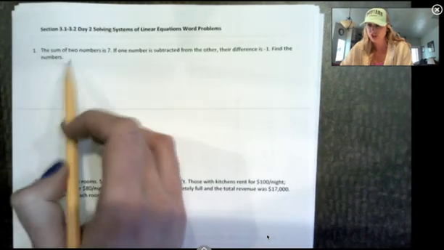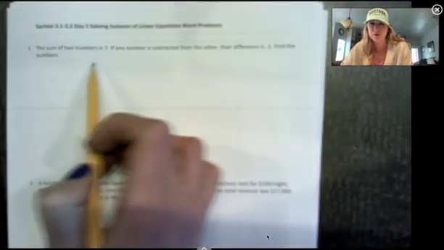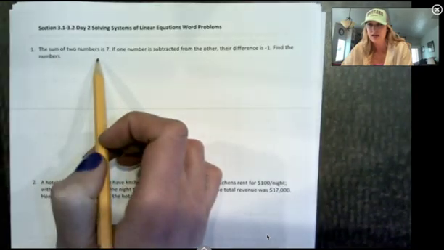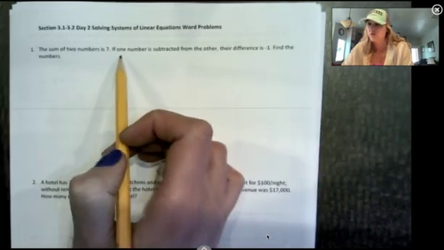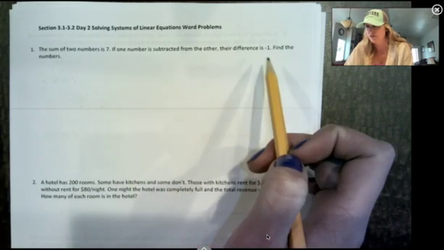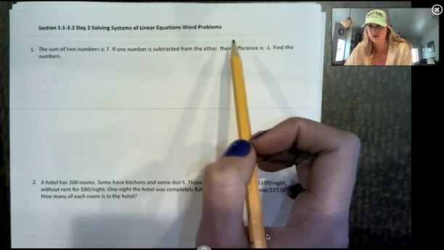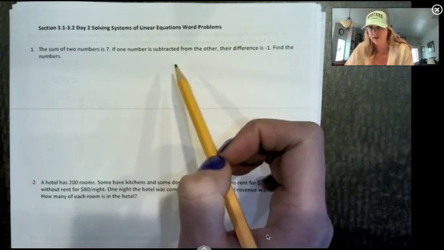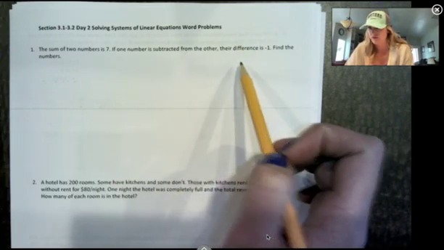Okay, so the sum of two numbers is 7. So sum is addition. And anywhere I hear the word or see the word "is", that's where I'm going to put an equal sign. So I'm adding two numbers and they equal 7. If one number is subtracted from the other, their difference is -1. And difference is just the answer to a subtraction problem. So I have two numbers. When I add them, they equal 7. And when I subtract them, they equal -1.